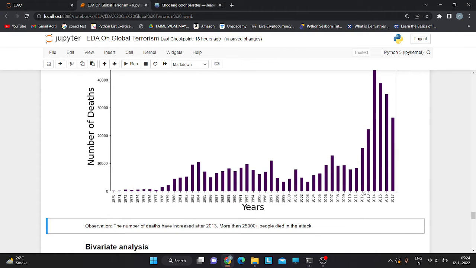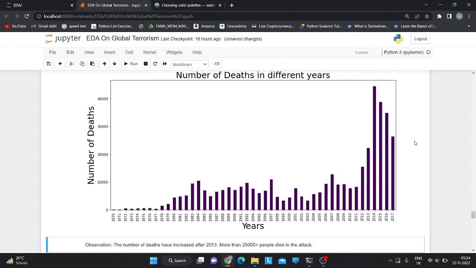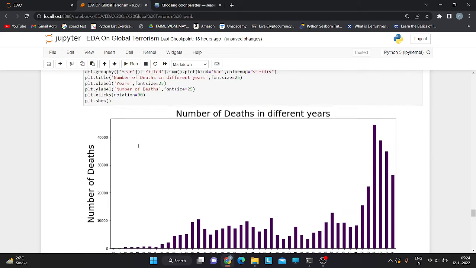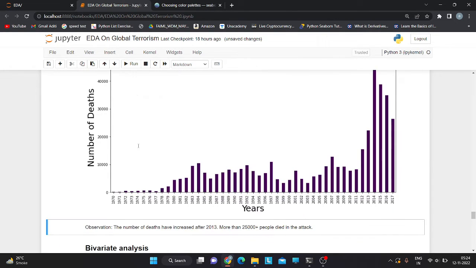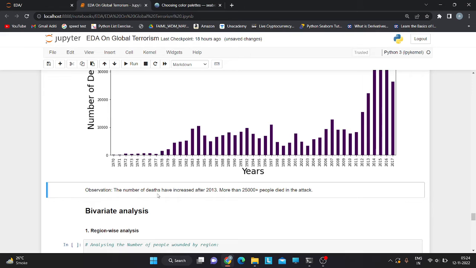Here also after 2012 we could see a spike, an increase in the number of deaths. So it is matching. Both of the graphs are matching. Recording the observation is important. So here we have recorded that the number of deaths have increased after 2013. More than 25,000 people died in these attacks.